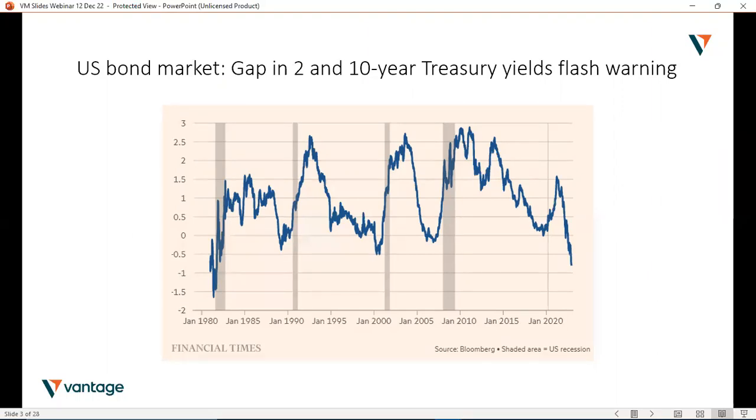You can see on the chart that this is the gap, and these grey periods are where recessions have been seen. So you can see where we dip below, where we go into negative territory, then a few months later, we get a recession. And this is obviously what has been grabbing the headlines recently.